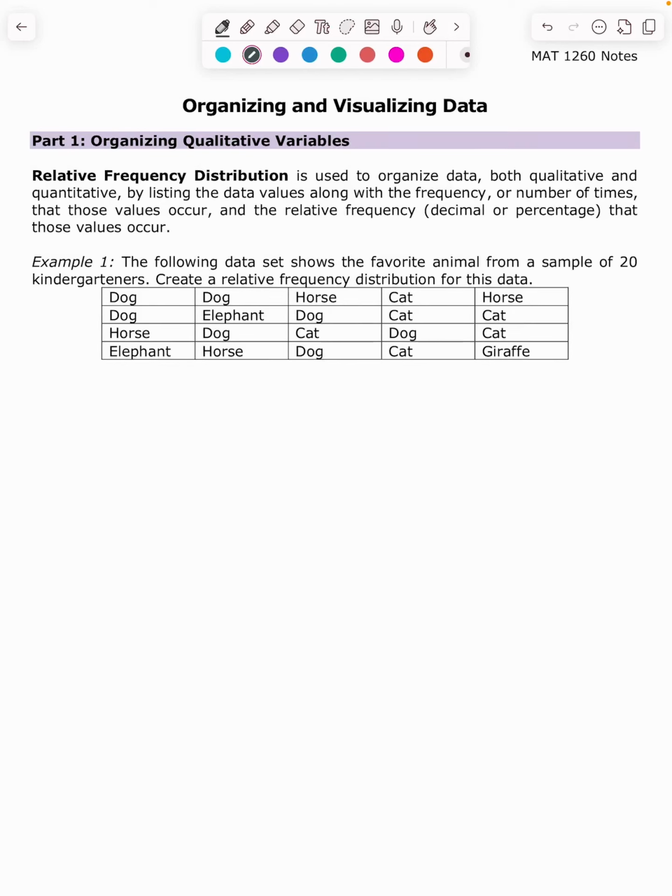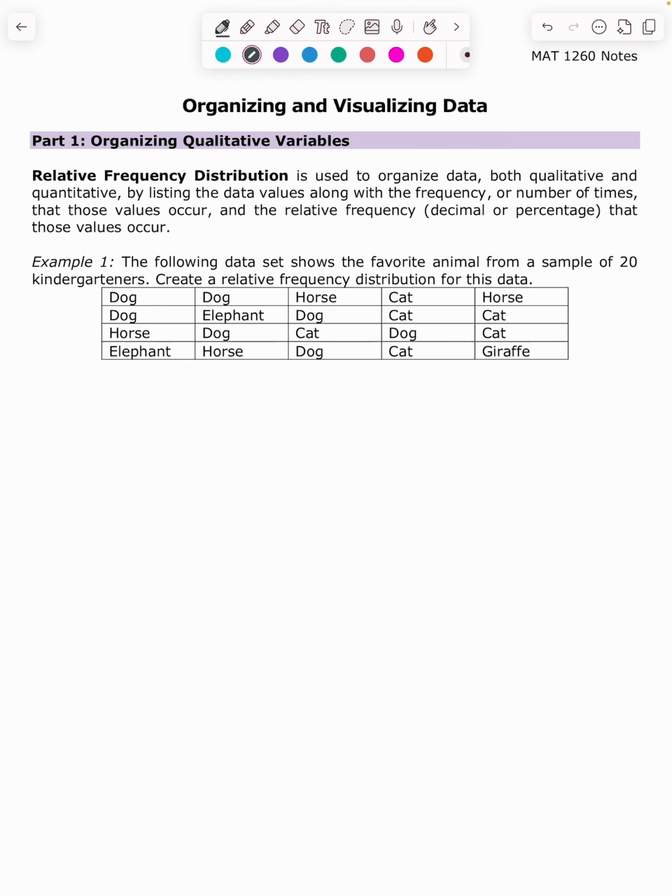Alrighty, this video is going to be all about how to organize qualitative variables. So we're going to start by creating a relative frequency distribution to help organize our data. Now we can use a relative frequency distribution for both qualitative and quantitative data. We're going to focus just on the qualitative data first.